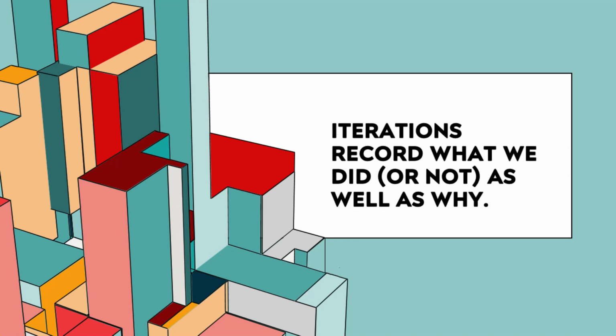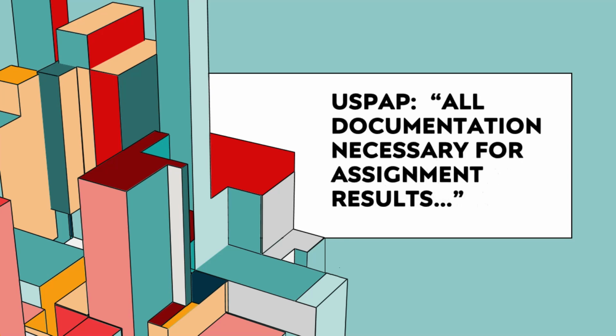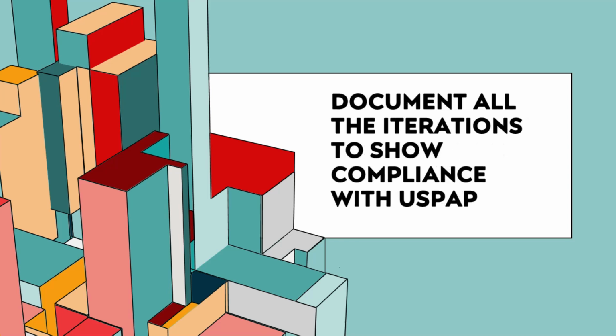In the record-keeping rule, the fourth bullet point, and obviously this is in USPAP, the fourth bullet point talks about all documentation necessary for assignment results. And that's basically what we're talking about here. This means a record of all the steps you took as part of the appraisal process. Not all the steps you ended up with, all the steps you took.